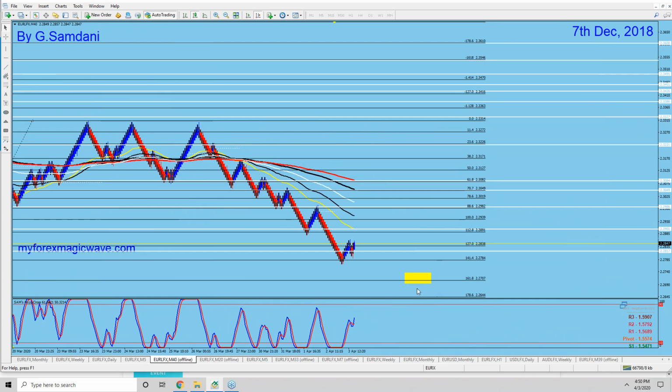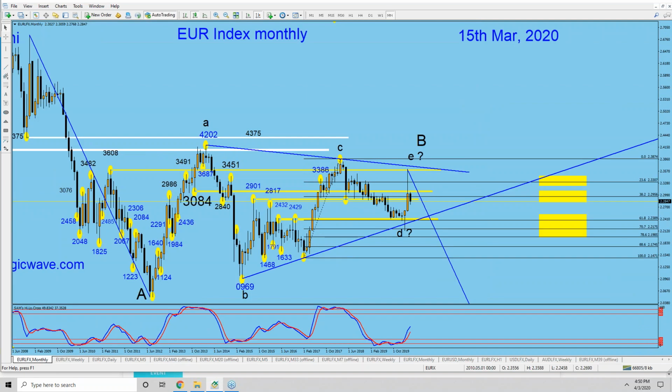After hitting here, it will go A, B, and then C, 61% somewhere here, and then the big wave will be coming down. And that's what this triangle is all about. We need to go down all the way.